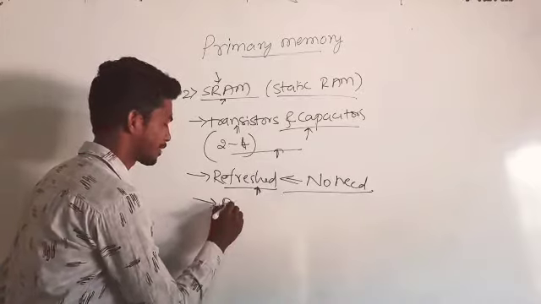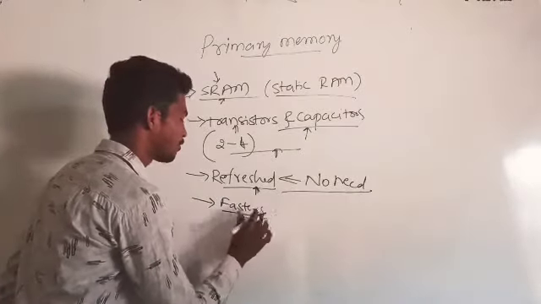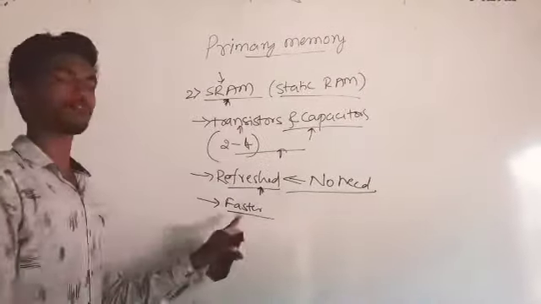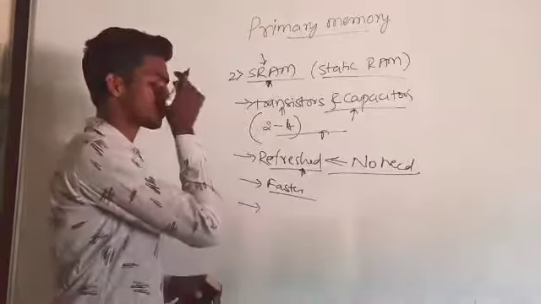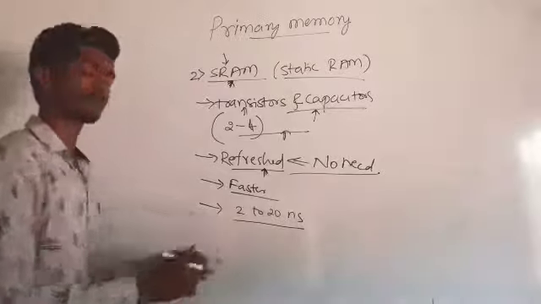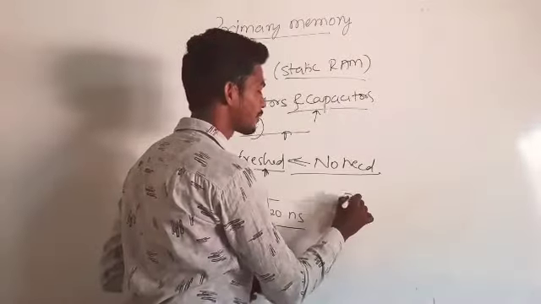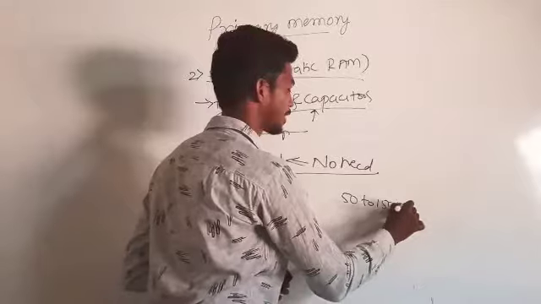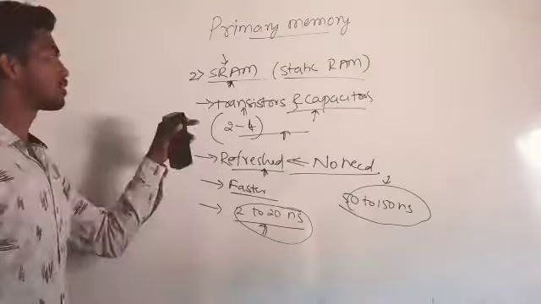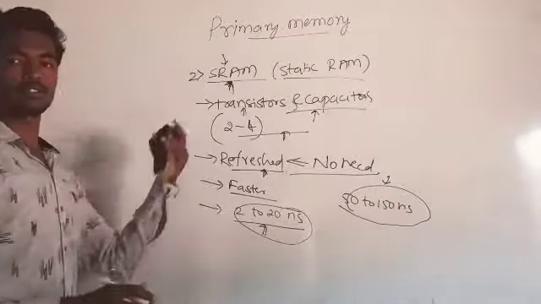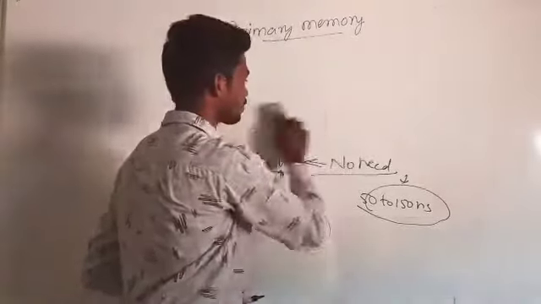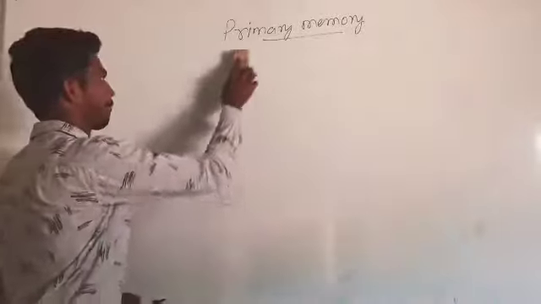It will be faster compared to the other types of RAM. The speed of this one is 2 to 20 nanoseconds, and the speed of a DRAM is 50 to 150 nanoseconds. This is the speed of DRAM, and this is the speed of SRAM. That is everything about SRAM. This is the second type of RAM, and the third type of RAM we have is SDRAM.